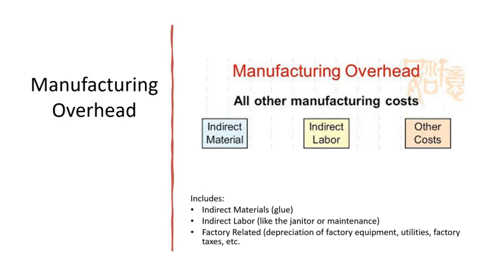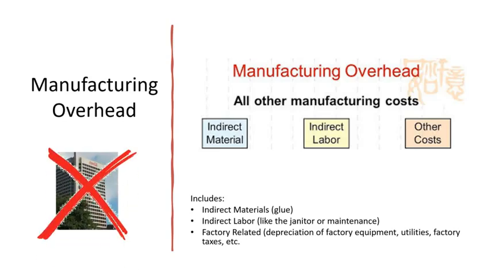Here is that big bucket, manufacturing overhead. It's all the production costs that aren't direct materials or direct labor. Since it can't be easily tracked to a cost object, it gets assigned in some systematic fashion. Overhead includes indirect materials like glue, indirect labor like the janitor, factory-related stuff like depreciation, utilities, factory-related taxes, insurance, maintenance. Just remember, factory cost only. If it's the cost of the corporate office, it's not overhead, it's administration.